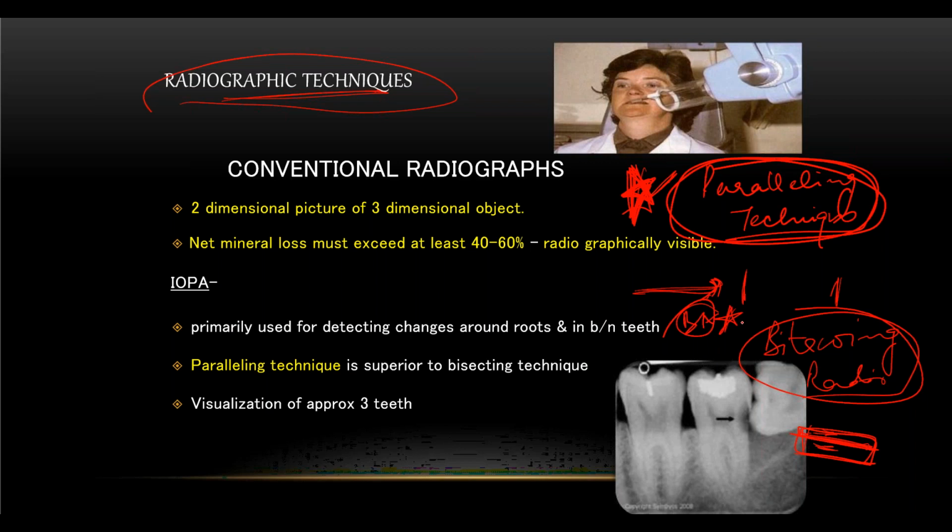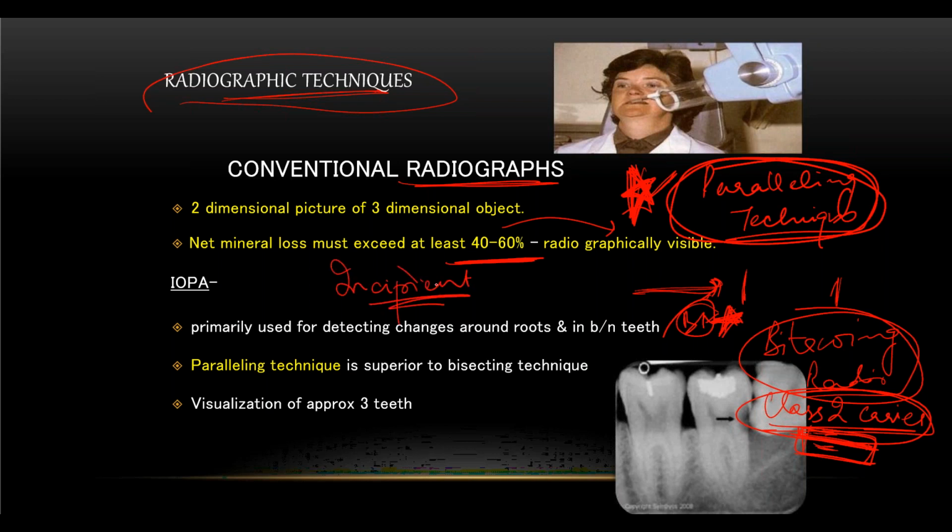So where exactly do you require your bite wing radiograph? When you have to evaluate class 2 caries. So when you need to find out whether there is class 2 caries or not, and what is the extent of those caries, bite wing radiographs are very useful. However, there is a problem with the radiographs: usually at least 40 to 60% demineralization should have occurred in the tooth to be visualized in the radiograph. So we cannot visualize the incipient caries here. There should be at least 40 to 60% of the demineralization that should have occurred.